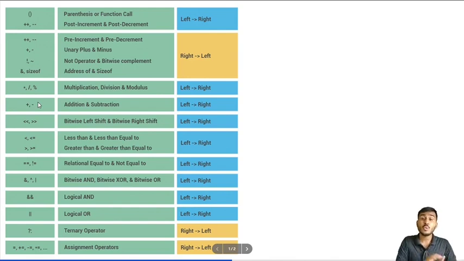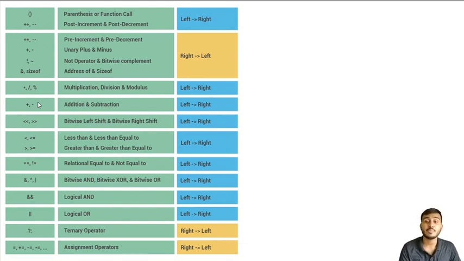So which operator has more precedence? The multiplication operator has more precedence compared to the addition operator. So the part of the expression evaluated first is 2 into 3. 2 into 3 is 6, and then 1 plus 6 is evaluated, and the answer of the expression we get is 7.